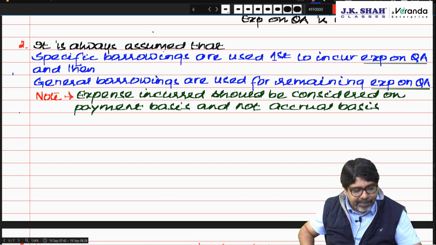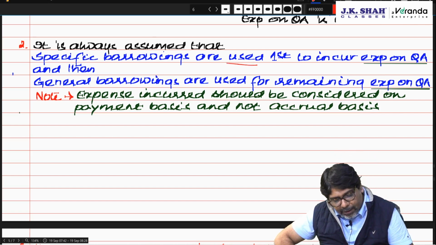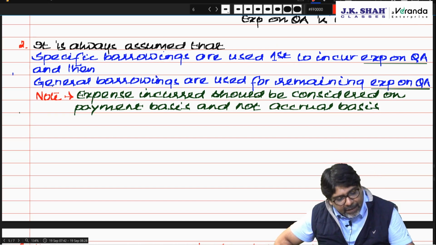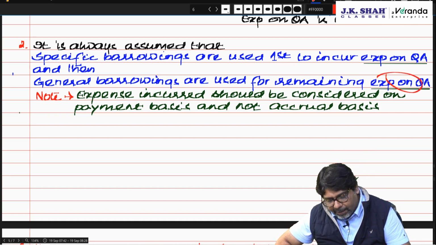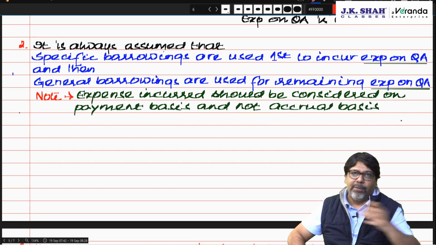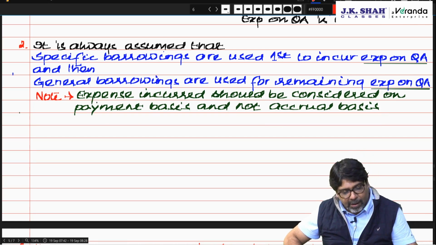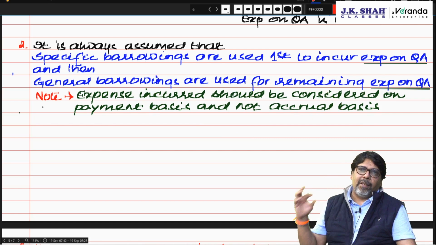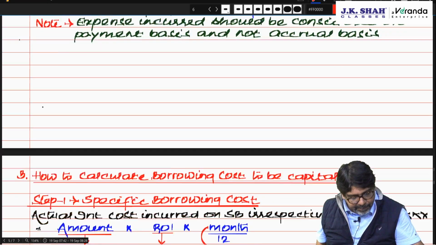it's logical. Specific borrowings are used first to incur expenses on the qualifying asset, and then general borrowings are used for the remaining expenses on the qualifying asset. Expenses incurred should be considered on a payment basis and not on an accrual basis, obviously, because we are using the loan. All these points will be helpful while solving the question. So if expenses on accrual basis and expenses on payment basis are both given, you will use payment.